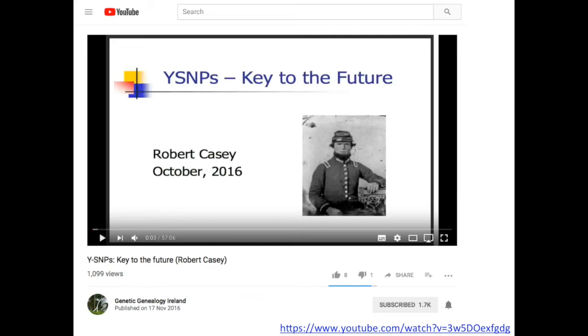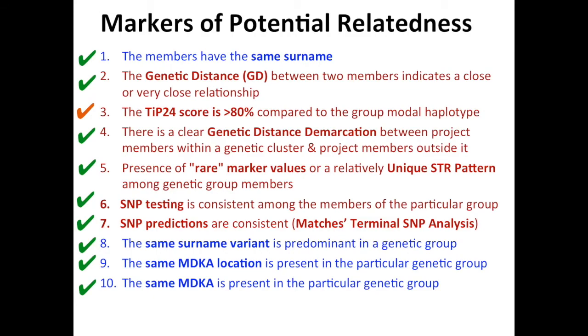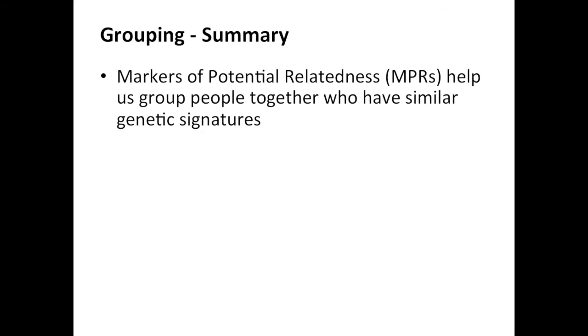He also presented at Genetic Genealogy Ireland last year, and there is a wonderful video that is freely available to access where Robert talks about how he has used unique STR patterns in his work and has developed a probability algorithm for allocating people to certain branches on the mutation history tree and certain groups within projects. So those are the markers of potential relatedness. They help us group people together who have similar genetic signatures.